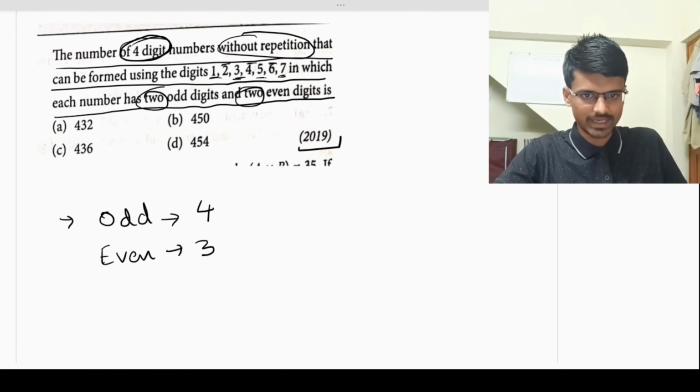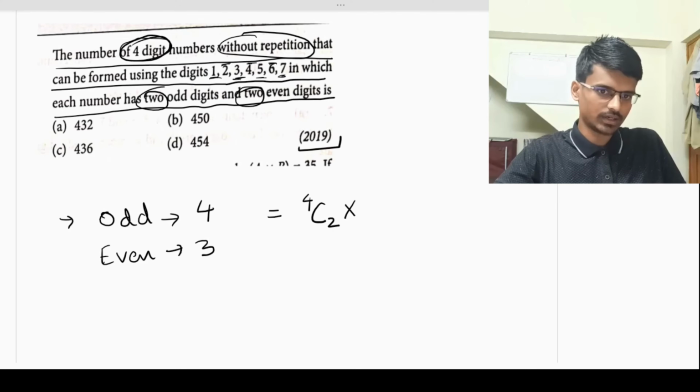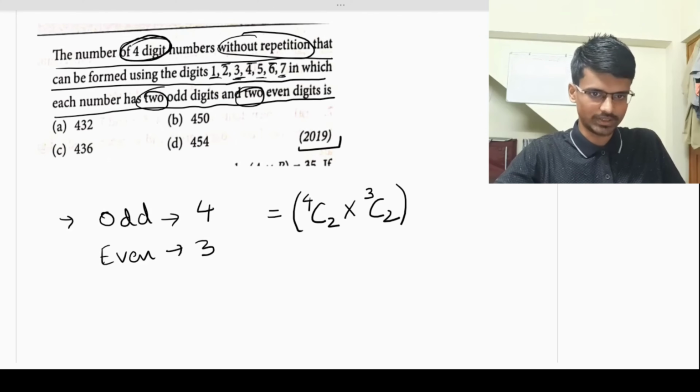So first I'll select 2 odd digits. To select, I have to use combinations, 4C2. For every selection, again, I have to select 2 even numbers. So I have used the multiplication rule here. I can select 2 even numbers in 3C2 ways. Once this selection procedure is done, I have got 4 digits, 2 odd digits and 2 even digits. So each selection can again be arranged in 4 factorial ways because I have got 4 digits, right?